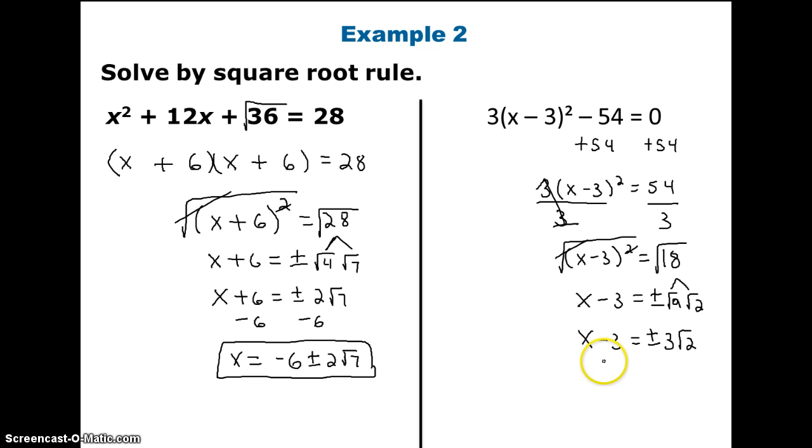Get x by itself, so you add 3 to both sides. Cancels. So x equals, once again, these are not like terms. The first 3 doesn't have a radical. This 3 has a radical. So you just put them side by side. Start with the number with no radical. So there's my positive 3 plus or minus 3 square root of 2.